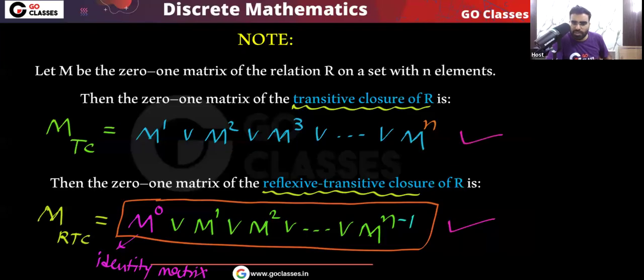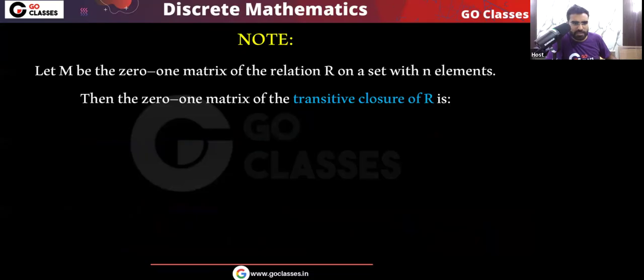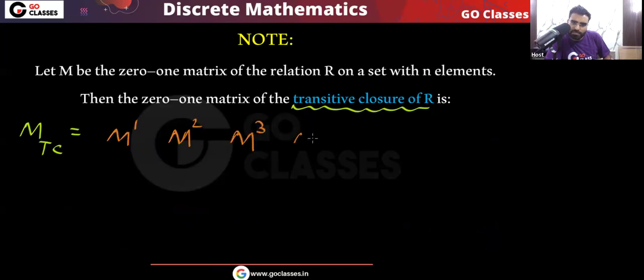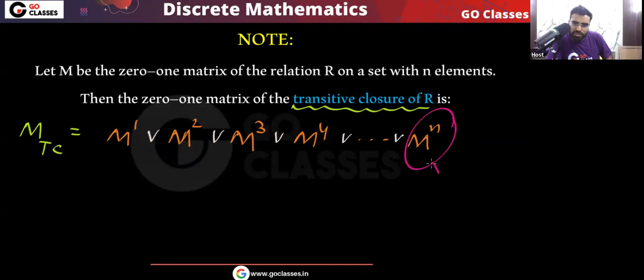If you did not understand, don't worry, let me explain. To find the matrix representation of transitive closure of R, what we were doing, we were going from m power 1 to m power n, doing the OR. So here you can easily see we were going till m power n because it was capturing the worst case of transitivity. Do you agree?